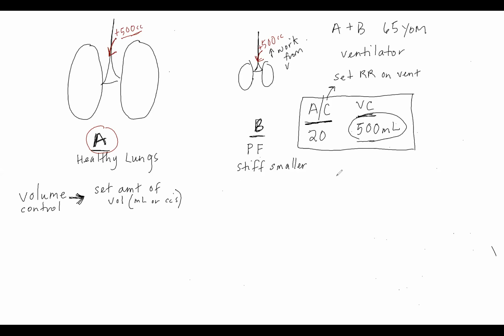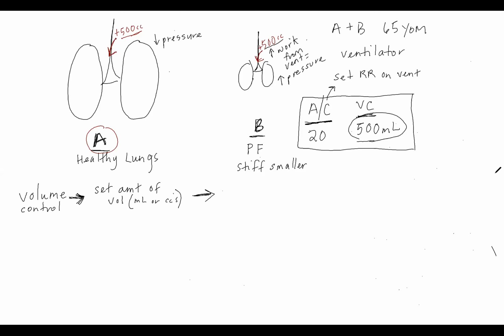So when we talk about work from the ventilator, what does that mean? What does that equal out to? High work from the ventilator basically means the ventilator has to put more pressure into the lungs in order to get to this 500 cc's, okay? Patient A, these lungs are really nice and big and they inflate very well. So the ventilator doesn't have to work very hard, which means that it's got a pretty low pressure system, all right?